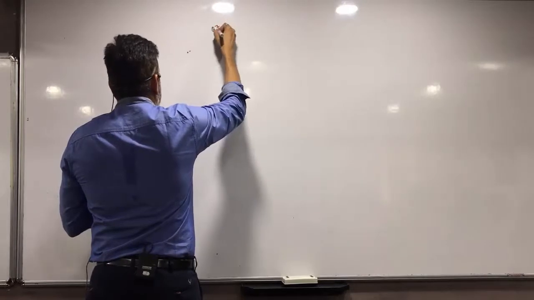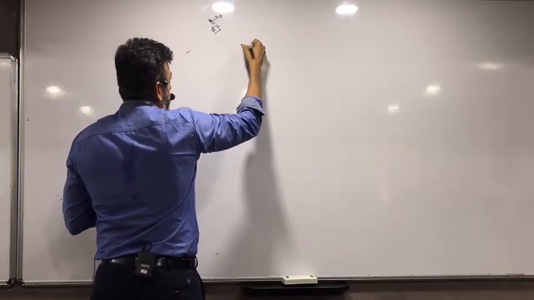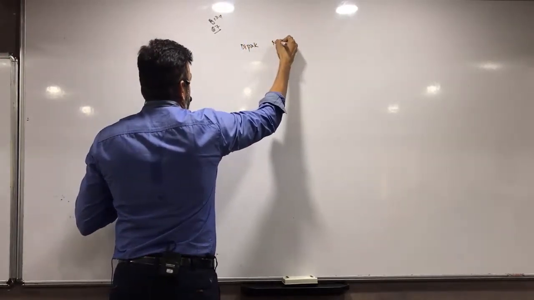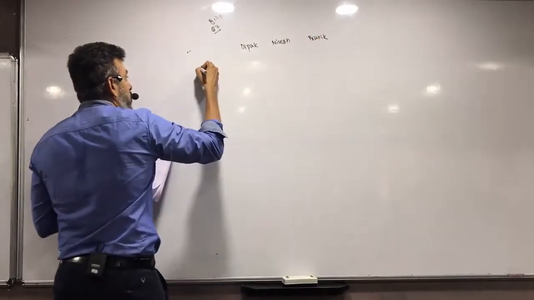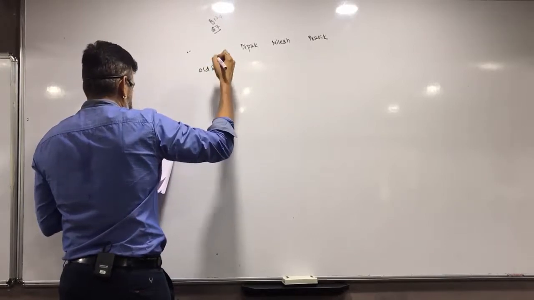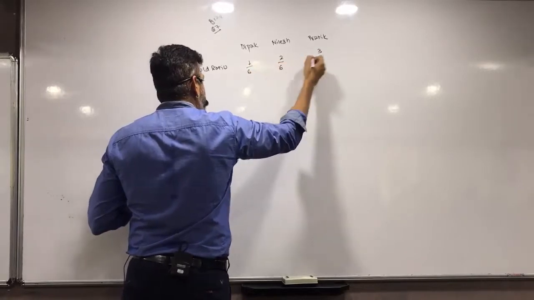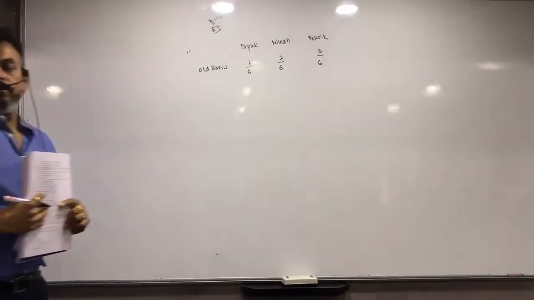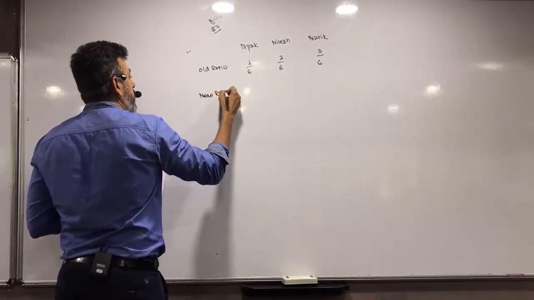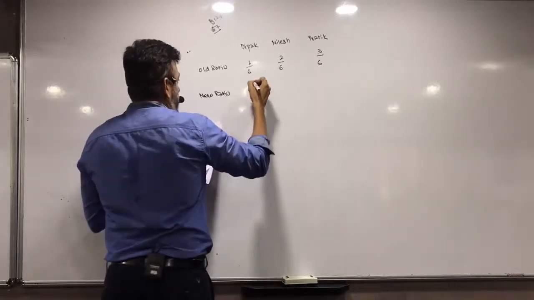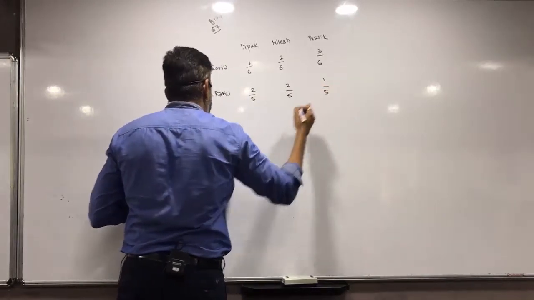Question number 7, page 139. Deepak, Nilesh and Pratik. Old ratio 1:2:3. So 1 by 6, 2 by 6 and 3 by 6. New ratio 2:2:1. So 2 by 5, 2 by 5 and 1 by 5.